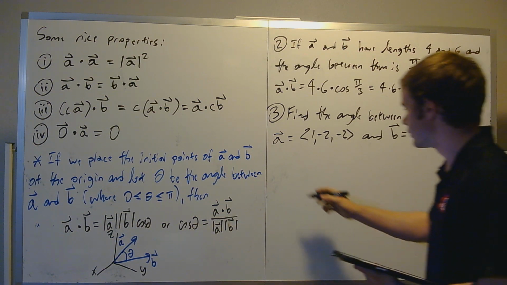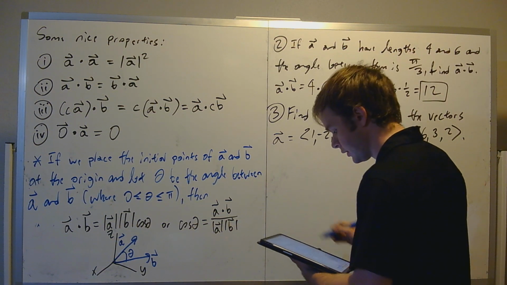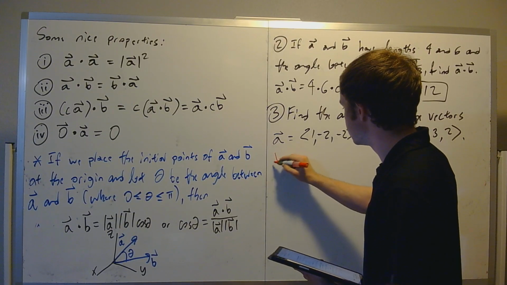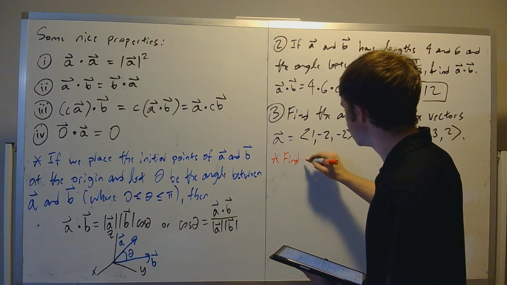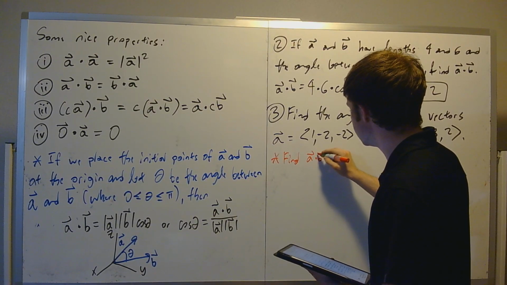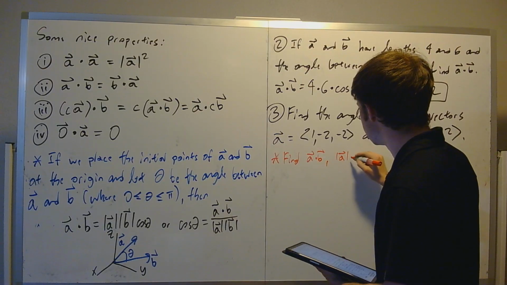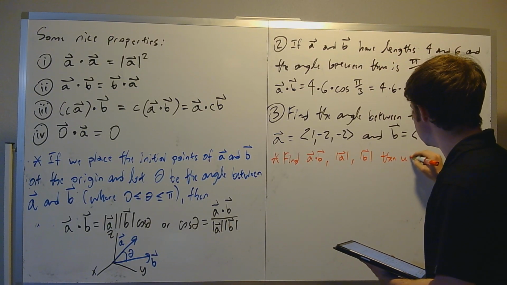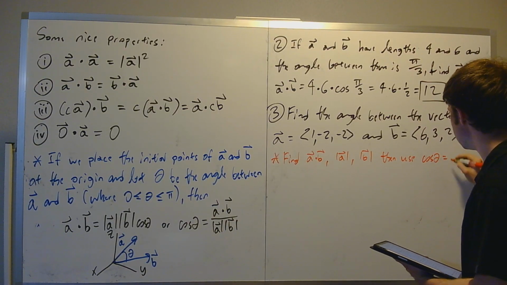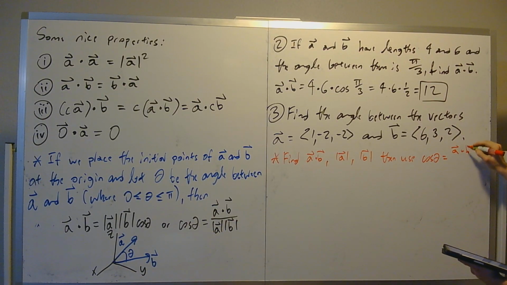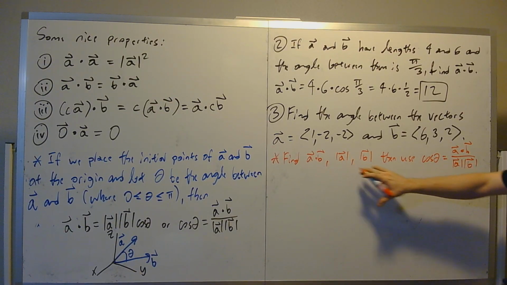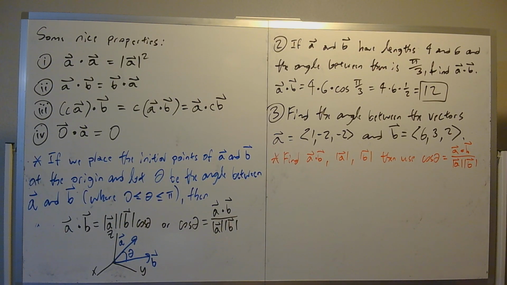Okay. So I'll say here, let me write it in a different color. So our strategy is to find A dot B, length of A, and length of B, then use cosine theta equals A dot B over length of A times length of B. Right? So we just got to find these three things, and then we can use our formula to figure out theta.